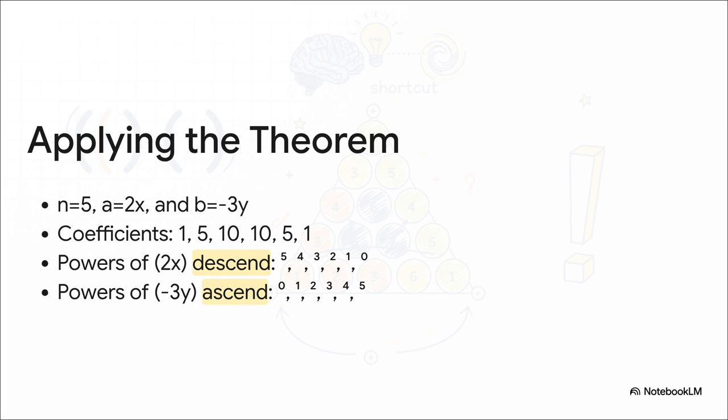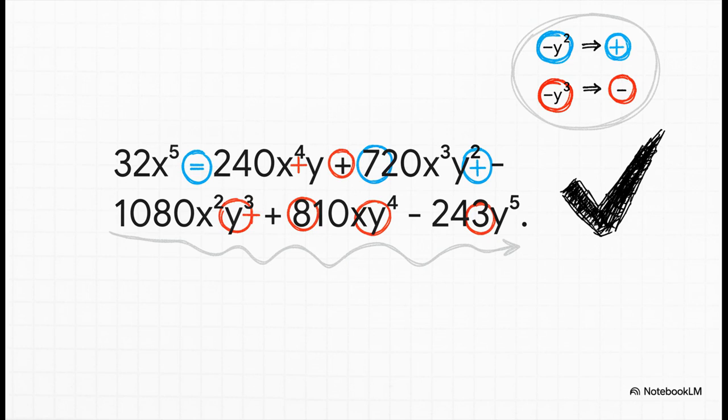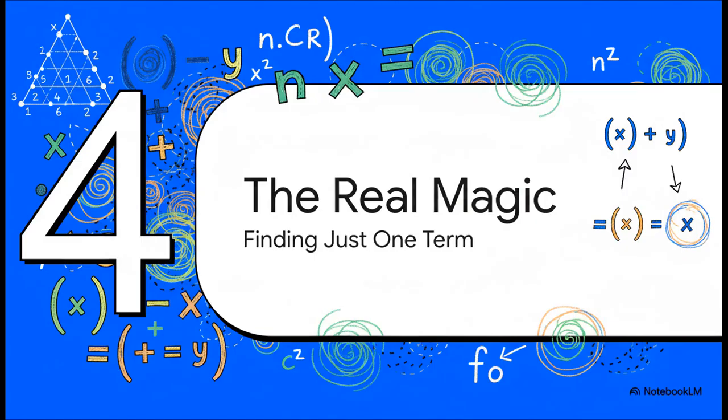Same pattern. Okay, so after you do all the number crunching and carefully simplify every single term, this is what you get. And look at this. See how the signs flip back and forth? Positive, negative, positive, negative. That happens because our b term was negative. When you raise a negative number to an even power, it becomes positive. When you raise it to an odd power, it stays negative. The theorem just handles all of that automatically. It's perfect.